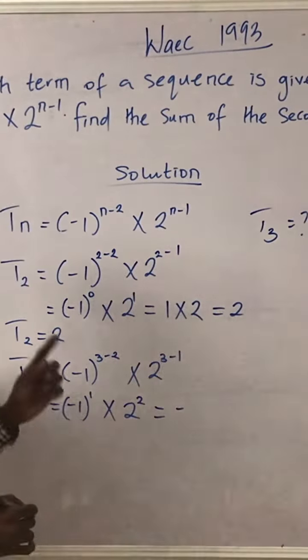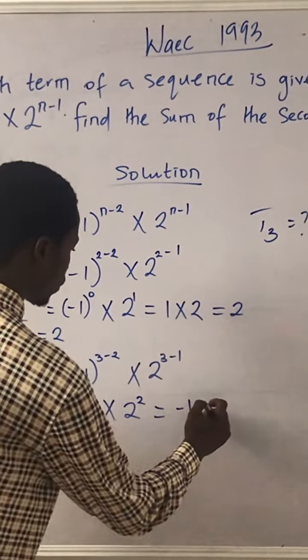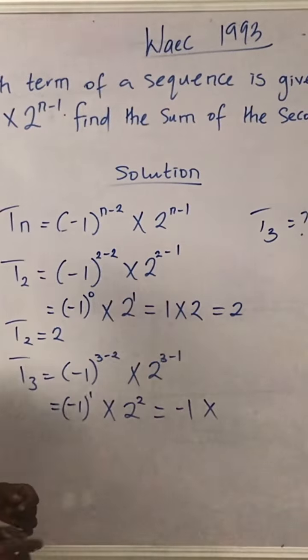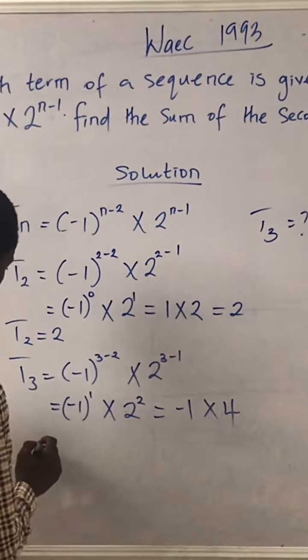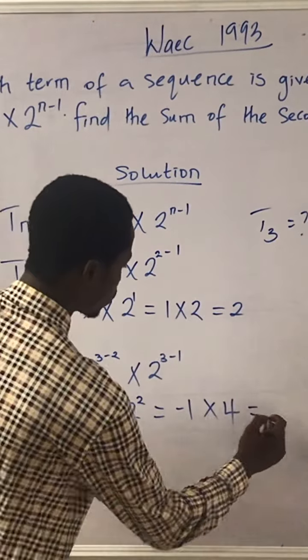So minus 1 raised to power 1 is still the same thing. So we have minus 1 times 2 raised to power 2. What's it going to give us? We're going to have 4. So we can conclude this is going to give us minus 1 times 4.